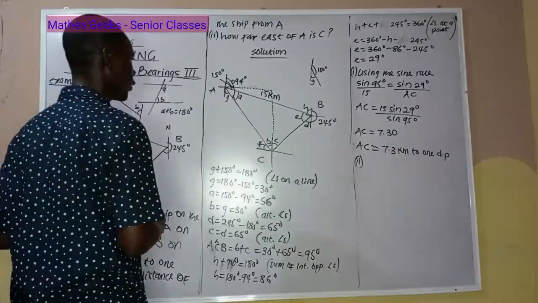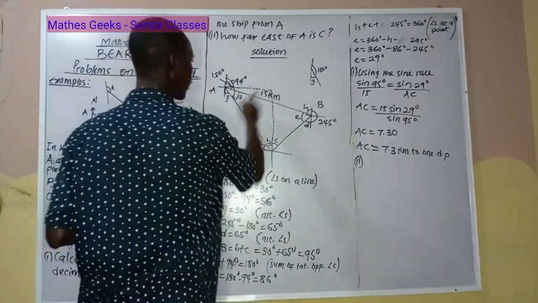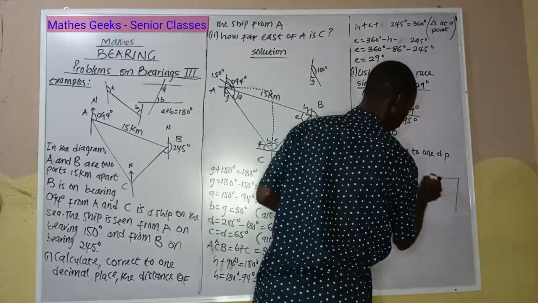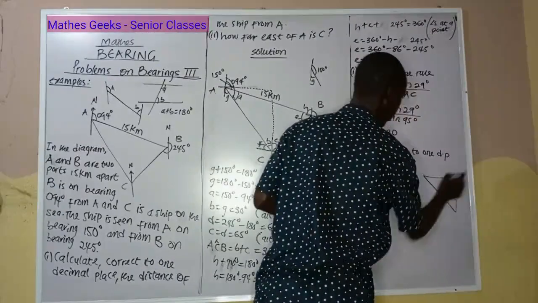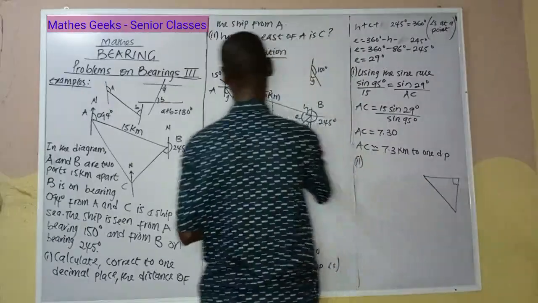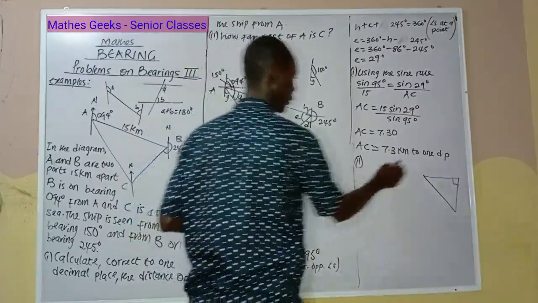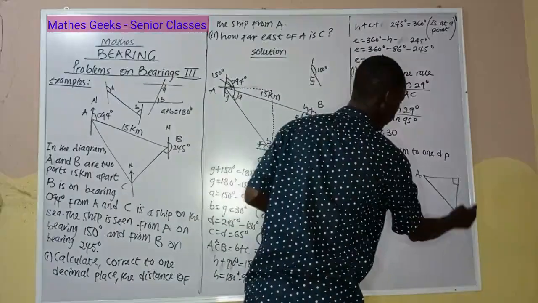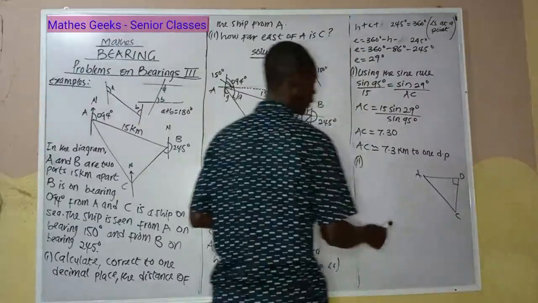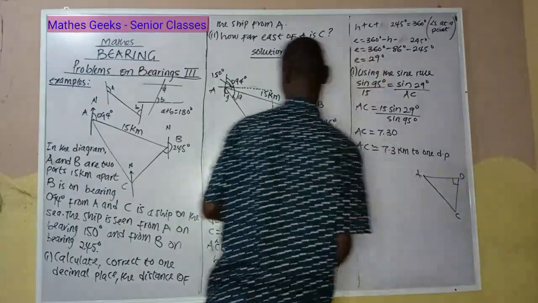Then you discover that this is a triangle. So let's look at what we have here. We're going to have something like this. So this is a right angle triangle, and then this is your AC. So let's call it AC, and then this is what we're looking for. This is the distance we're looking for. Let's call it D.